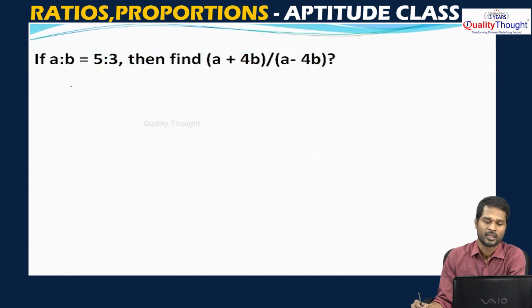The question says A is to B is 5 is to 3, then find A plus 4B by A minus 4B. This is the question. He has given A by B, or A is to B, anything is okay. This is 5 by 3.